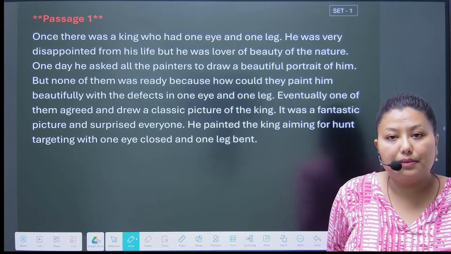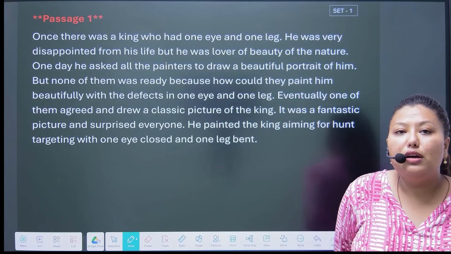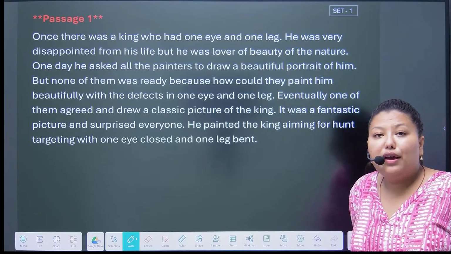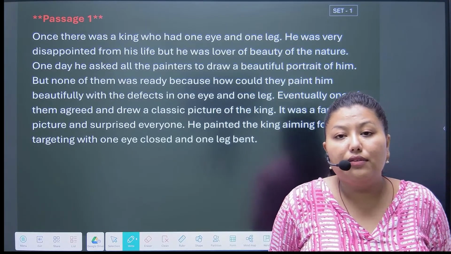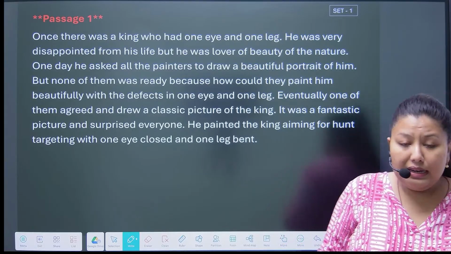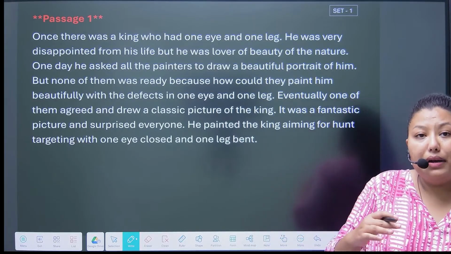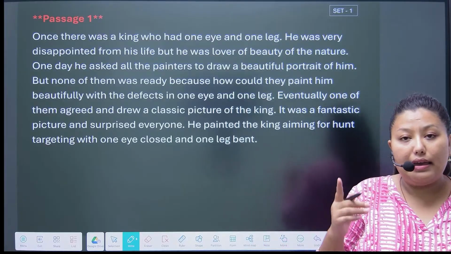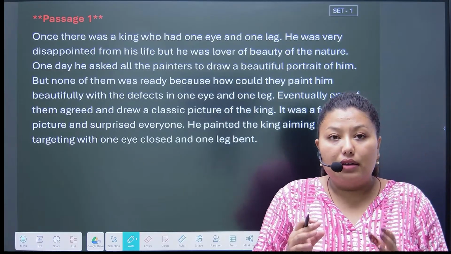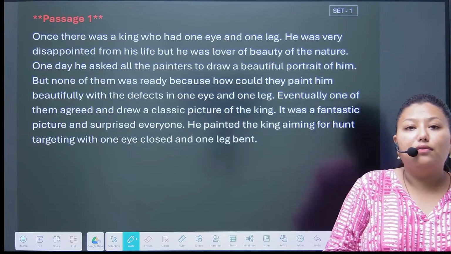That means he is disabled. He was very disappointed with his life, but he was a lover of the beauty of nature. Why was he disappointed? Because he has only one leg and one eye. Like us, we have two eyes, two legs, two hands. We are complete, right? But he has one leg and one eye, and because of that he is unhappy in his life, but he was a lover of the beauty of nature.